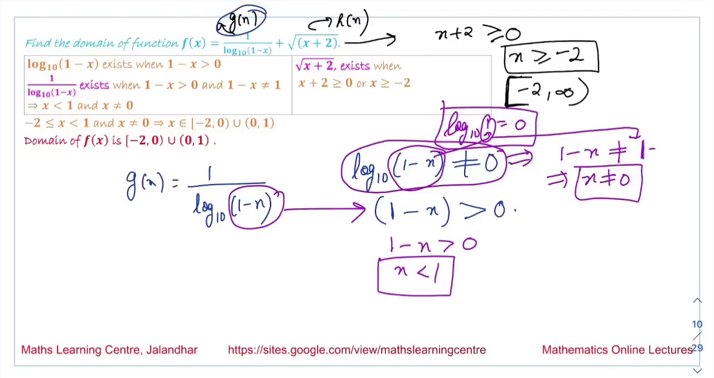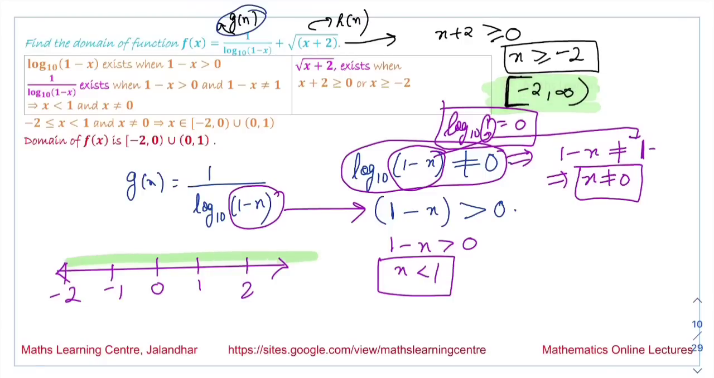So if we draw the number line over here, this is 0, 1, 2, minus 1, minus 2. From the first condition, the points we have are minus 2 to infinity. All these points are there. From the second condition, x is not equal to 0. From the third, x is less than 1. So this is the common region we have, with 0 as an excluded point.